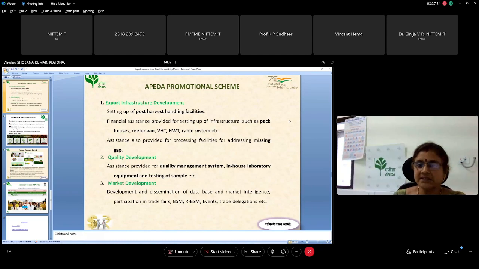Market development is, like as I said, for buyer-seller meets or reverse buyer-seller meets, where we call the importers from other countries and the exporters from our country. They will have a meeting for 2 to 3 days, that also APEDA organizes from time to time. And if we have to take trade delegations also, we give them financial assistance to wherever the ministry decides.